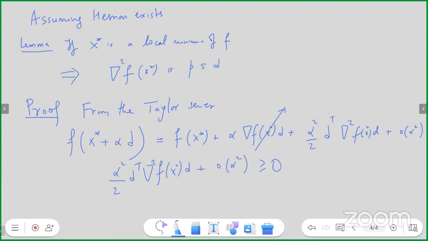That's why I've stopped. So we can divide by alpha square and take the limit alpha to 0. What will happen to the second term? The second term will be 0. By definition, what does little o of alpha square mean? That is growing slower than alpha square. So if I divide and take the limit, by default it goes to 0. So that is why the first term itself is greater than or equal to 0. So you take this guy off here, divide by alpha square, take limit alpha going to 0. It'll give you that d transpose of the Hessian at X star d.